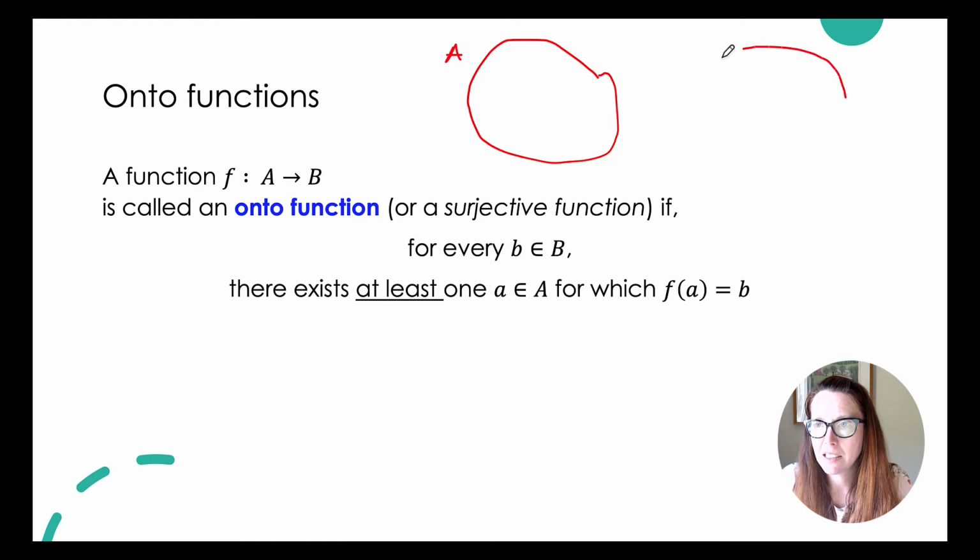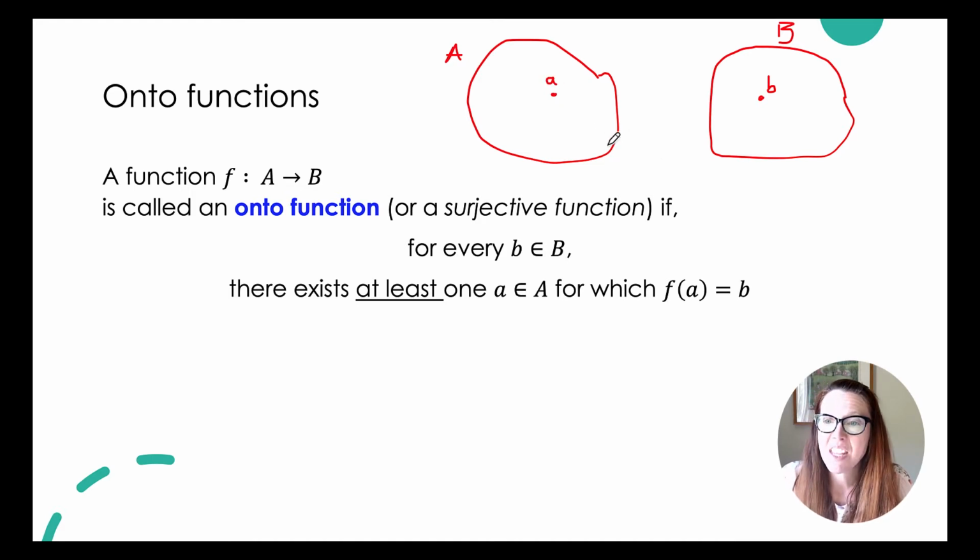So let's think about what that means, because we have this function that's going from the domain to the codomain B. And what it says is that for every B in B, I pick any point B over in the codomain, there is at least one A in the domain such that f of A is equal to B. So there is a mapping from A to B. There's at least one.